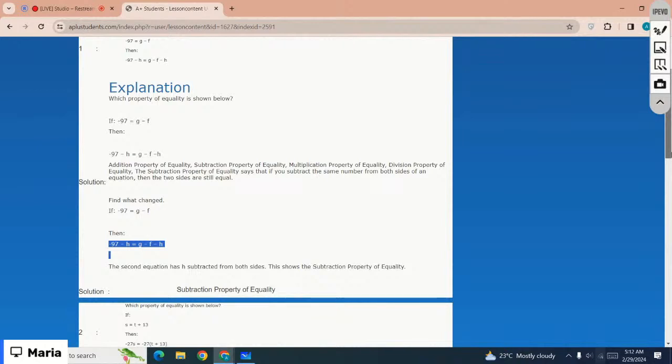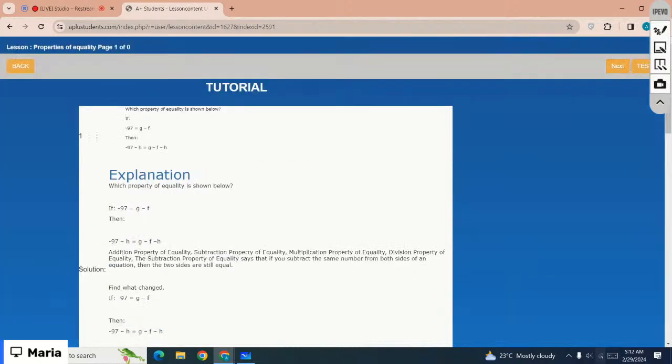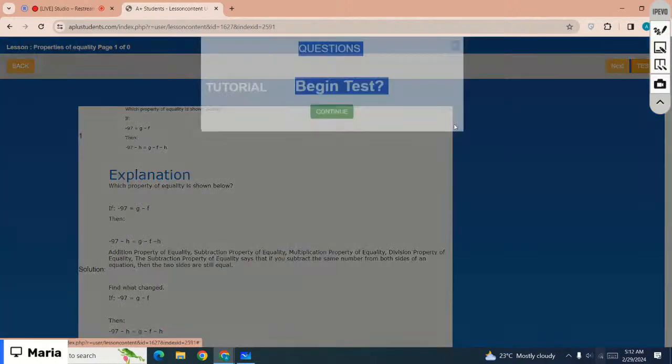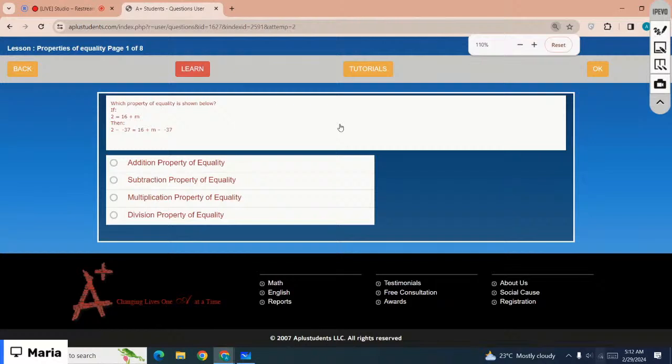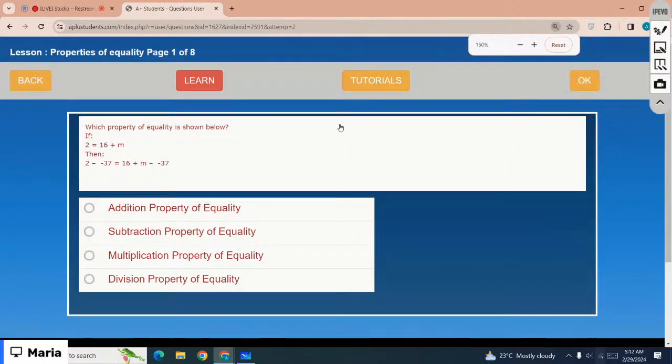Okay, let's just start with the test questions. Which property of equality is shown? I think you can read the question now. If 2 equals 16 plus m, then 2 minus negative 37 equals 16 plus m minus negative 37, right?